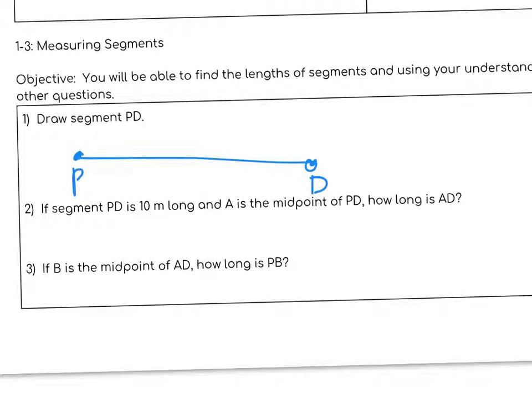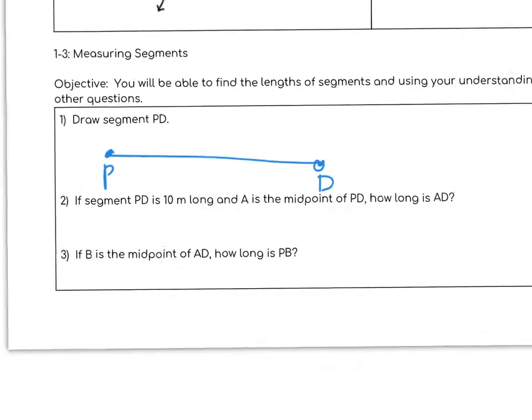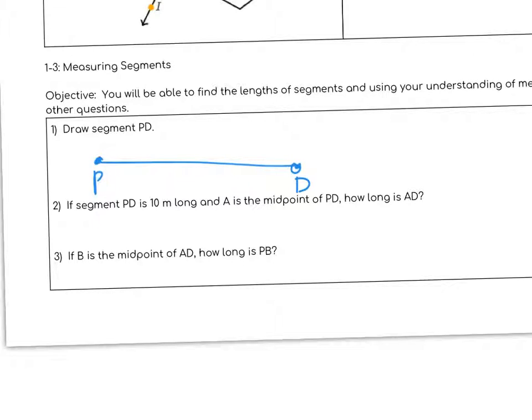Here, if segment PD is 10 meters long, I'm going to indicate that this is 10 meters. I'm also going to say this is PD, and since it's the length, I don't use a bar above that. We've also got A as the midpoint. So if A is the midpoint, I'm going to do some good notation. I'm going to say those two are congruent. I'm also going to show that relationship symbolically: segment PA is congruent to segment AD.